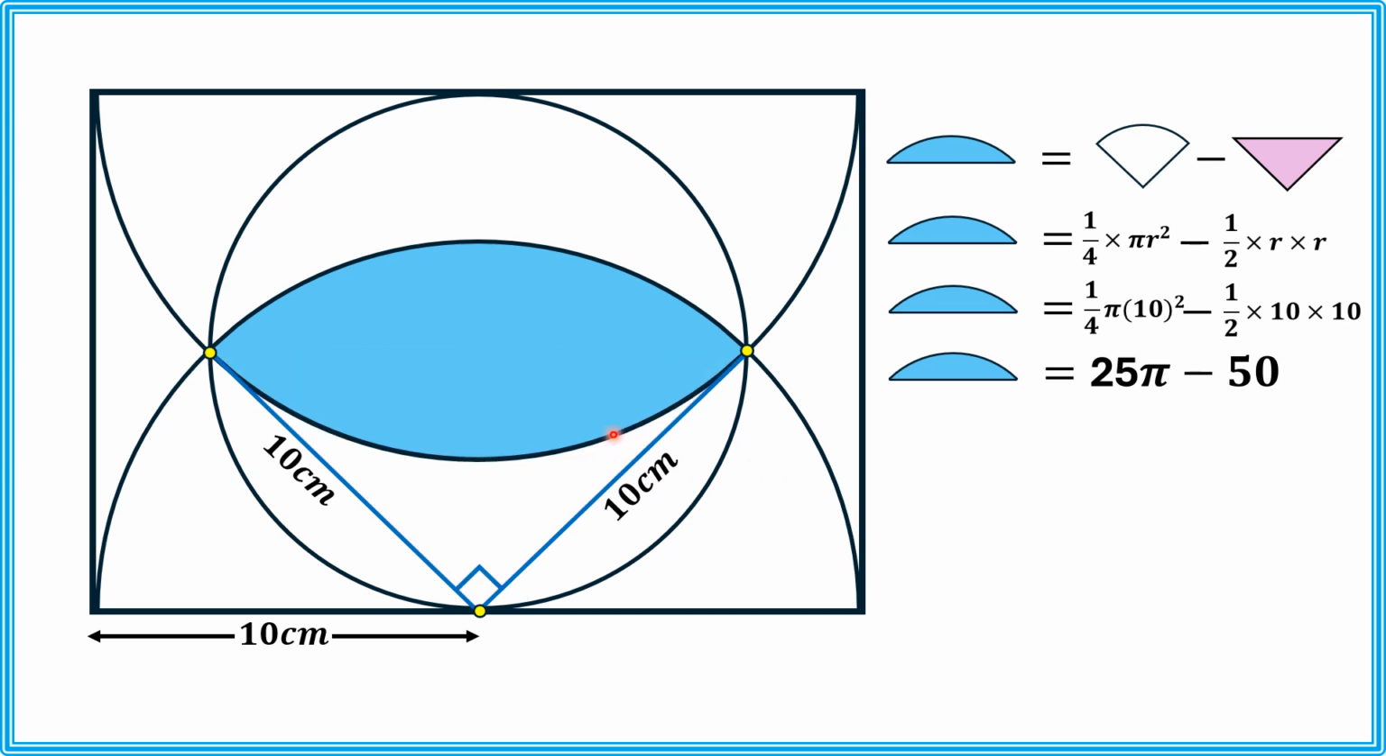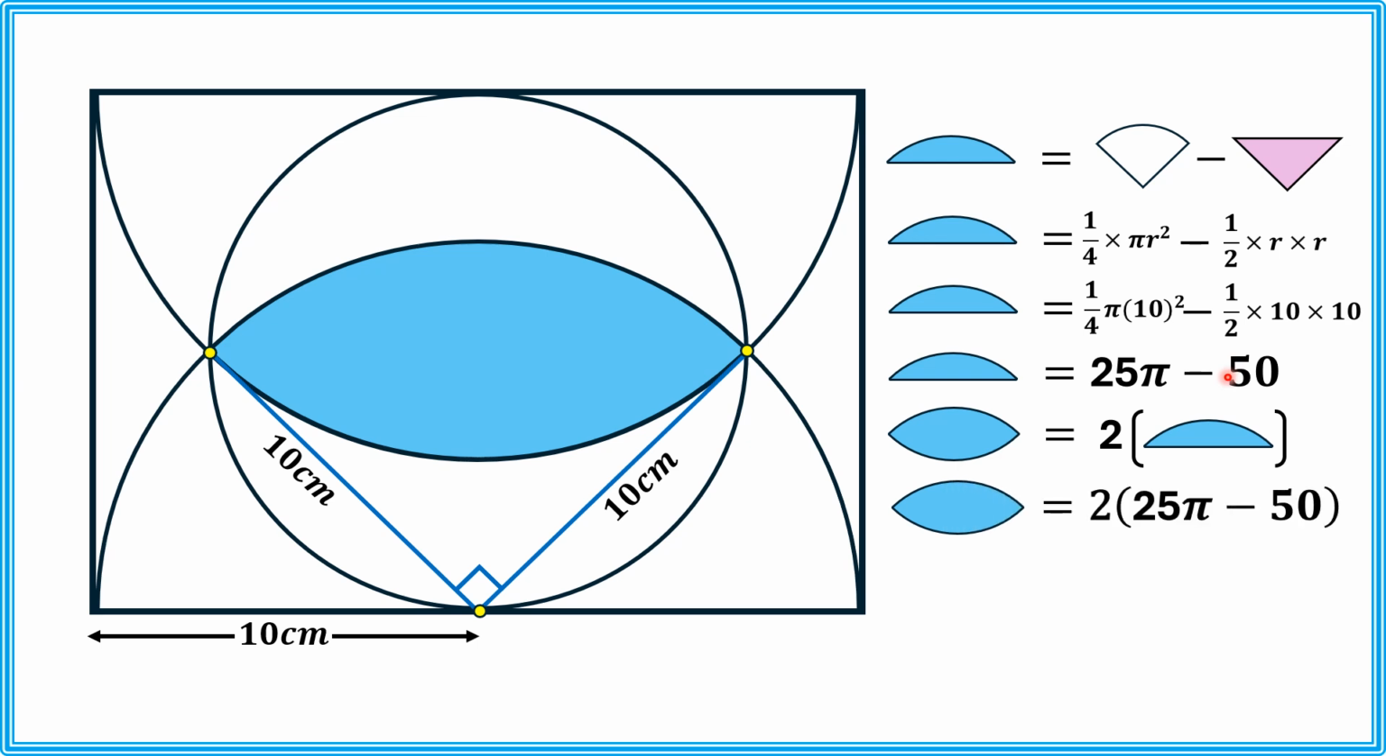Now we have to find this blue shaded region. So this area is equal to double of this area. So multiplying the above expression by 2, we have 2 times (25 pi minus 50), and that is approximately equal to 57.08 square units. That is the answer.